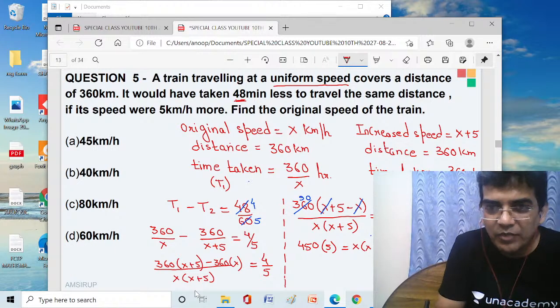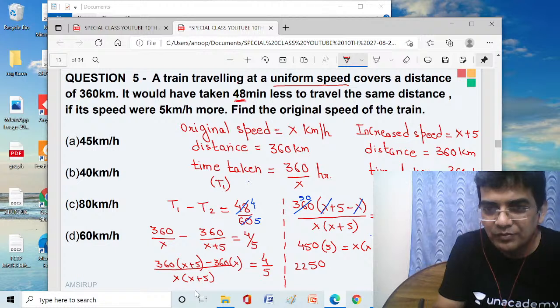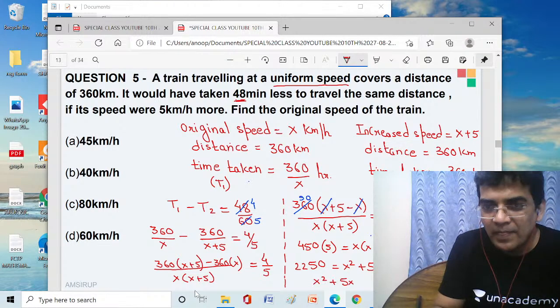Okay, so let's see what I will get over here. 0, 5, 5, 25. Carry over 2, 5 4s are 20, and 2, 22. And on the right side I am getting x square plus 5x. So if I arrange this, you can see I'm getting a quadratic equation like this. I will transfer it this side. 2250 is equal to 0. So this is the quadratic equation that I'm getting.